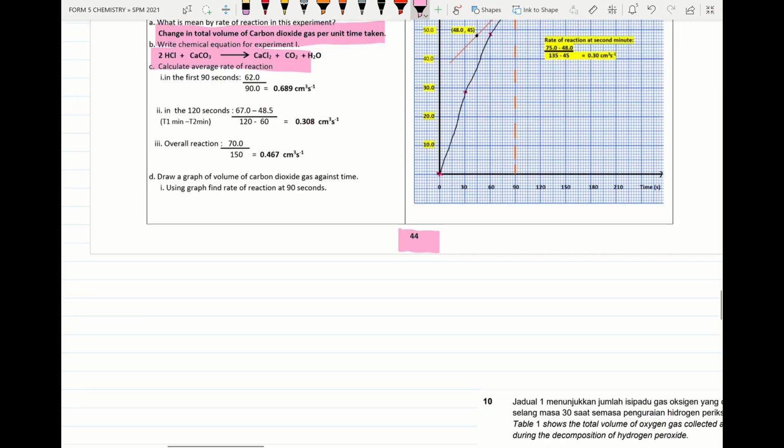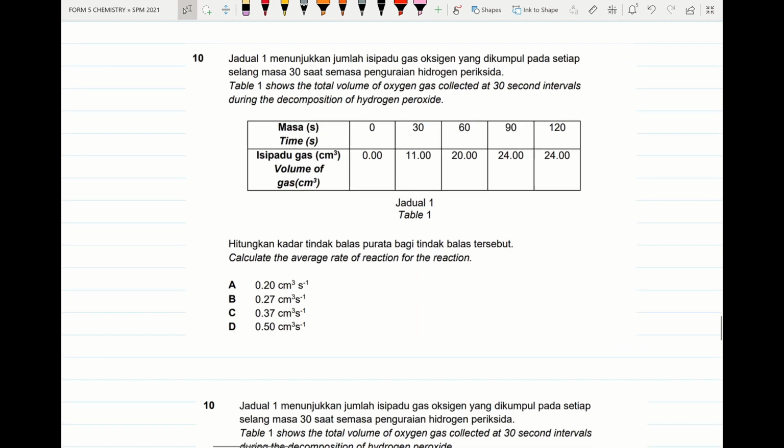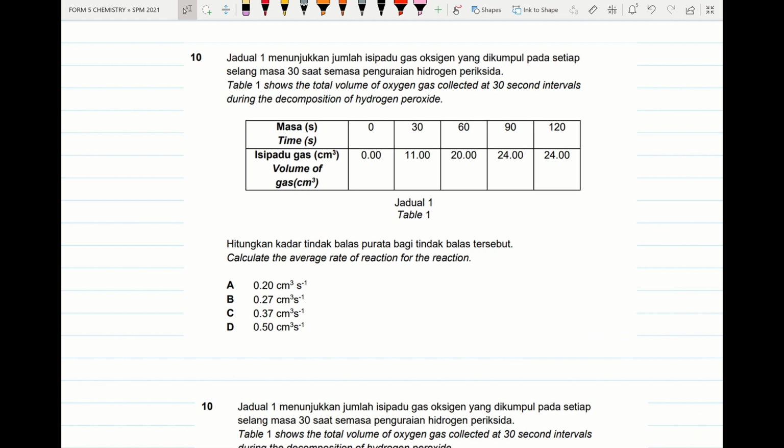All right, before I end the session, we try to do a few questions. Before we wrap up this slot, we try a few questions. Look at this objective question. Calculate the average rate of reaction for the reaction. The maximum volume is here, and the maximum time taken is 90 and the volume is 24.